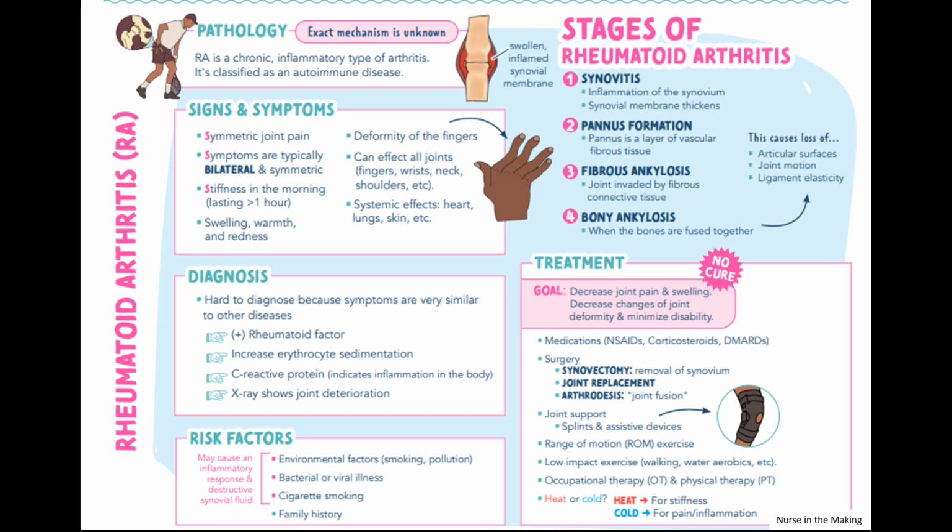Common joint deformities include swan neck deformity caused by hyperextension of the proximal interphalangeal joints, boutonniere deformity caused by abnormal flexion of the proximal interphalangeal joints, and ulnar deviation caused by lateral deviation of the phalanges.